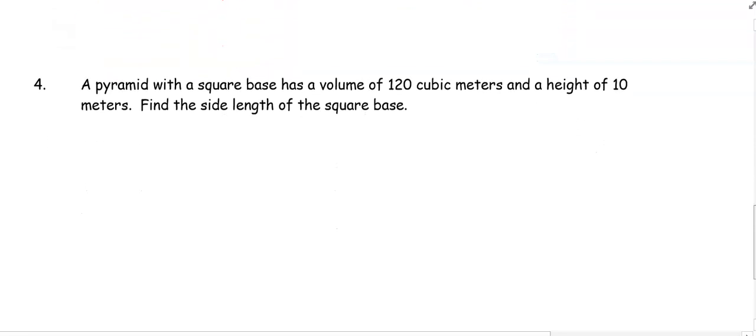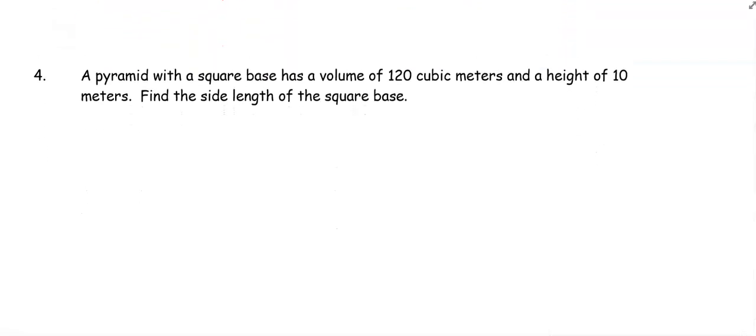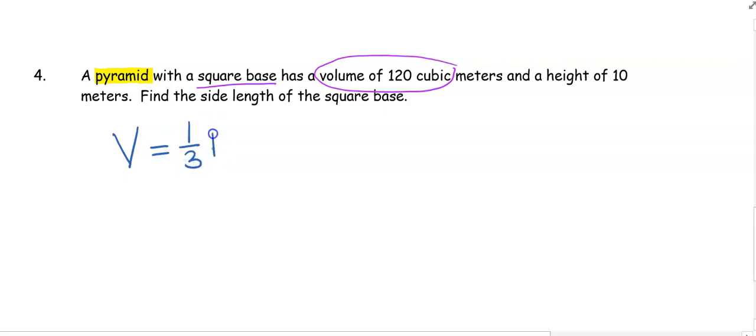Our last one. So we've done a problem like this when we did our 2-dimensional. It's words based versus picture based, which is fine. So we have a pyramid, so we know which shape we're looking at. And our pyramid has a square base, and it has a volume of 120 cubic meters. So we know which unit of measurement we have. We have volume, which is 1/3 base area times height, because we knew which formula to use because it was a pyramid. And I told you that the volume was 120. The volume, that's our V.